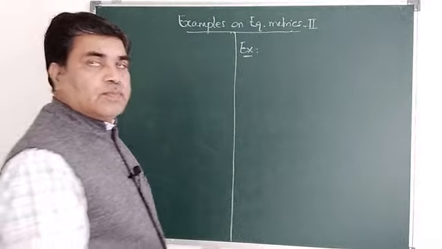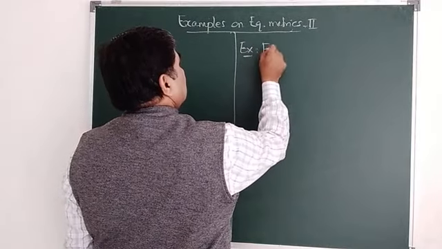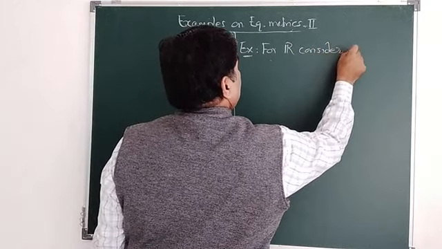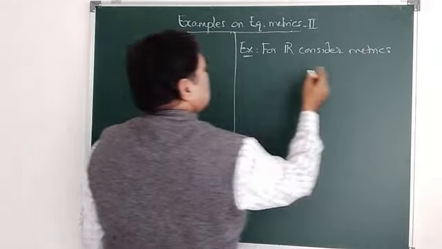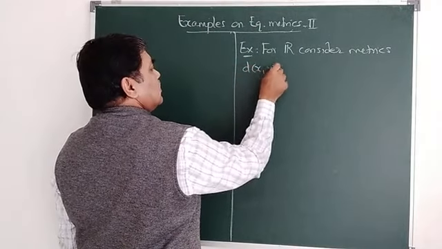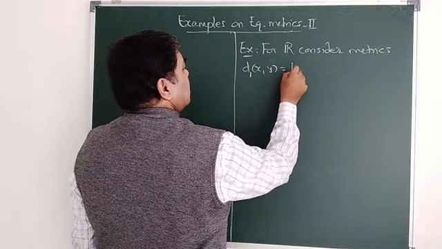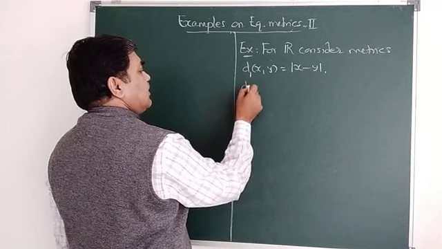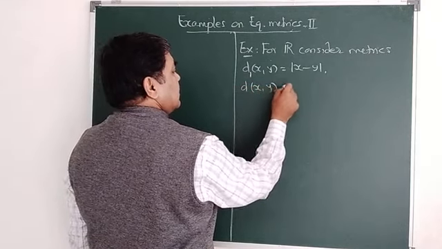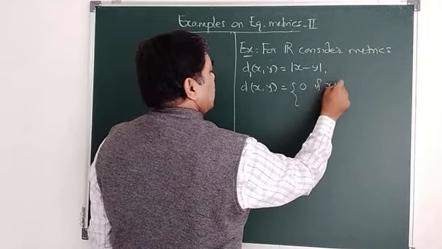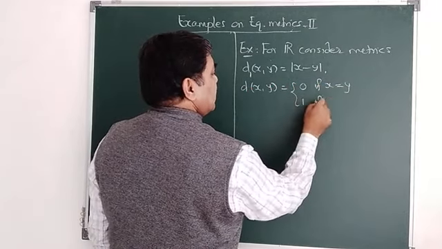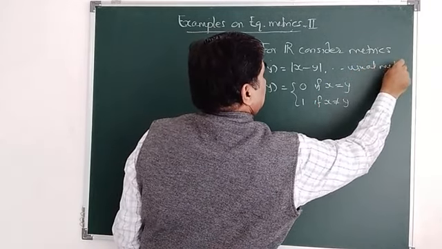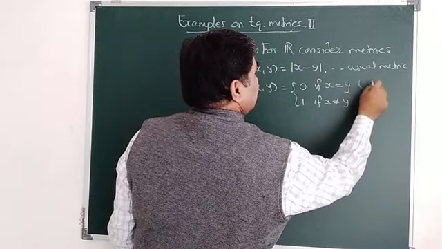So for R, consider the matrix d1 of x, y equal to mod of x minus y. Then I'll take d of x, y equal to 0 if x is equal to y, and 1 if x is not equal to y. So this is the usual matrix, and this is your discrete matrix.